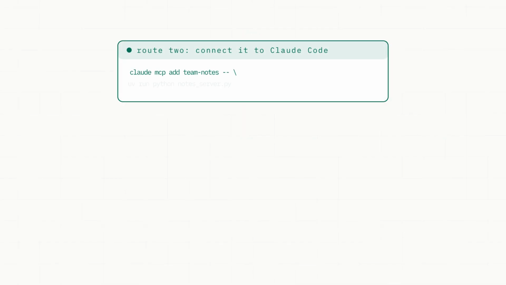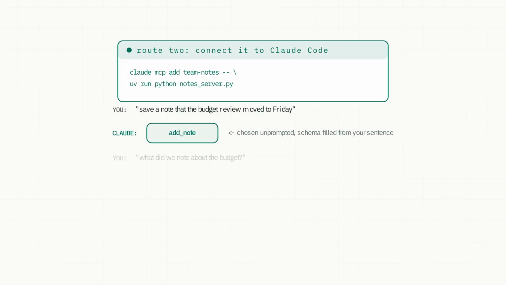Route 2, the real one, connect it to Claude. For Claude Code, one command in your terminal registers the server: claude mcp add, a name, and the command that launches your file. Then open a session and ask something natural. Save a note that the budget review moved to Friday.